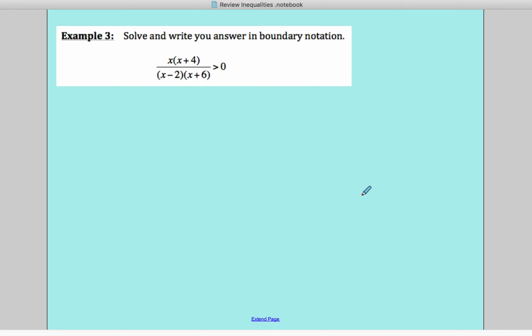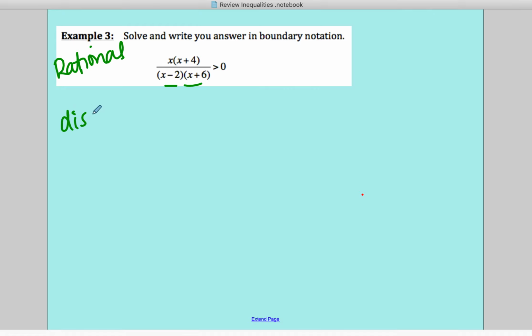All right, example 3. I need to solve this inequality and write it in interval notation. I know this is a rational function. The reason I know it's a rational function is because there are x's in the denominator and it's a fraction. The way we solve rational functions is first by finding our points of discontinuity. So the first thing I would look for is, are there any holes? Nothing here simplifies, so I don't have any holes, but I do have some vertical asymptotes.